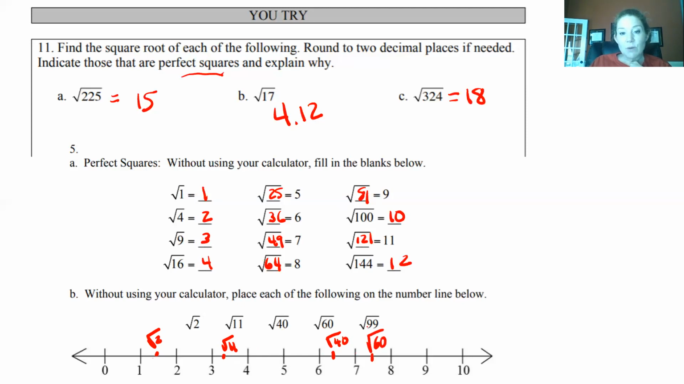And then finally, the square root of 99 is going to be really close to 10 because 99 is so close to 100. So over here, really close to 10, we're going to find the square root of 99, although it's an imperfect square. Or I should say a non-perfect square.